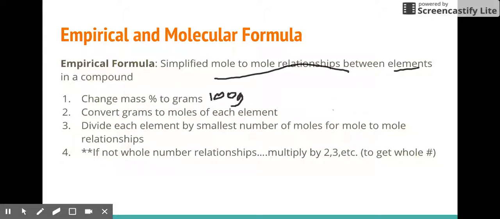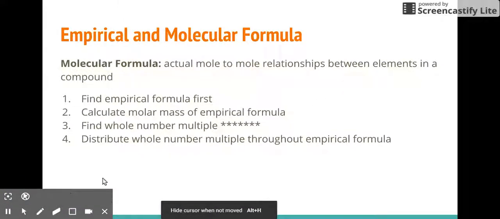Then, once I have moles of each element, I divide each of them by the smallest number of moles. This is going to give me the whole number mole-to-mole relationships that I can write in my empirical formula. Step 4, you only do if you don't get whole numbers from step 3. If you don't have whole numbers, let's say you get like 2.5 or something like that, then you want to multiply everything by some multiple in order to get a whole number. And you'll see that in one of the examples we're working with.